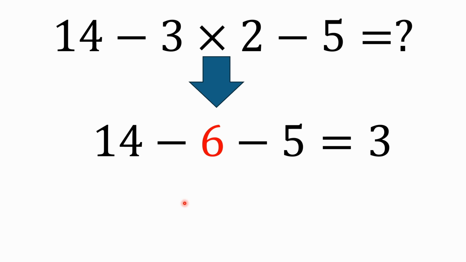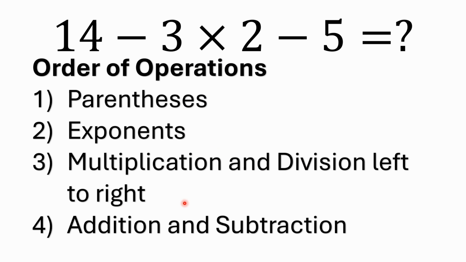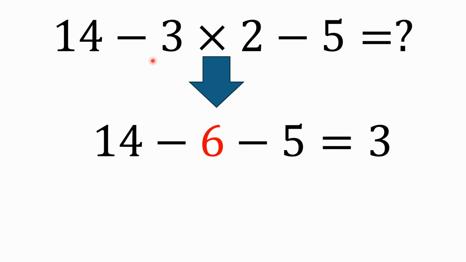Let's go back to this again. If I do not have parentheses and I do not have exponents, that doesn't mean you toss out the order of operations. Step number three, we have multiplication. So we solve multiplication next. So the next step is 3 times 2, which is 6. Then it's 14 minus 6 minus 5 equals 3.